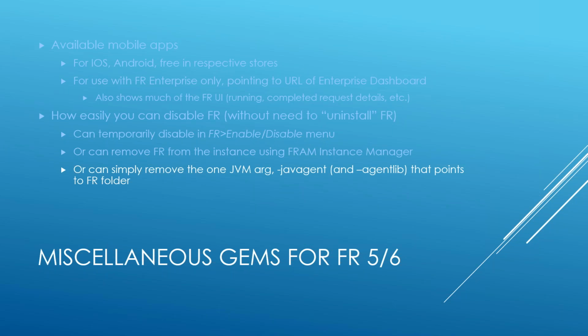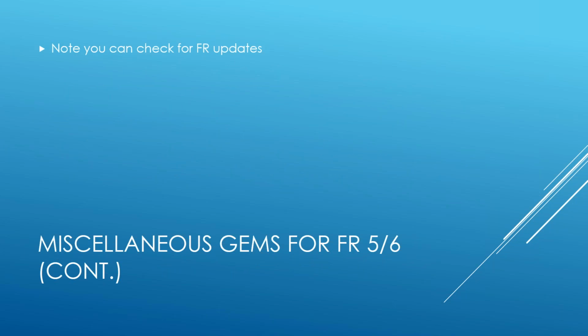Or you can just go into the JVM configuration. Like in the case of ColdFusion, it's the JVM config. And you just find the Java agent and in FusionReactor 6, the agent lib that point to the particular FusionReactor folder. You just remove those arguments and restart the JVM and boom, no more FusionReactor. So you don't have to uninstall it. You can just temporarily disable it if that's helpful.